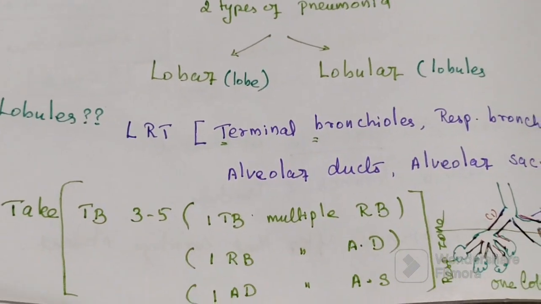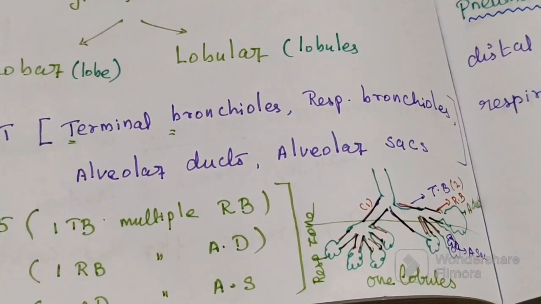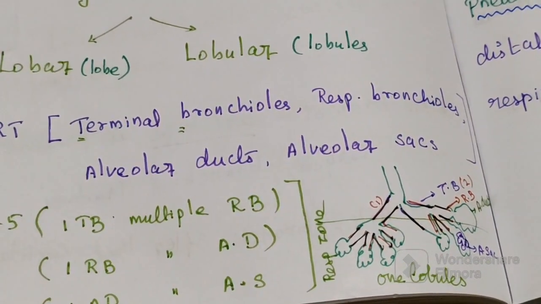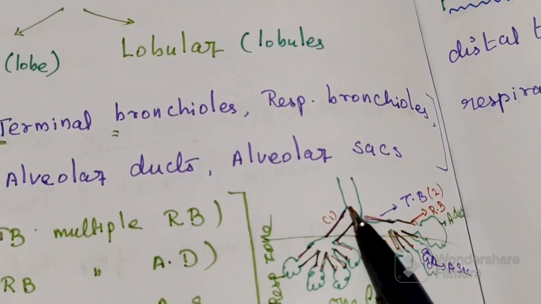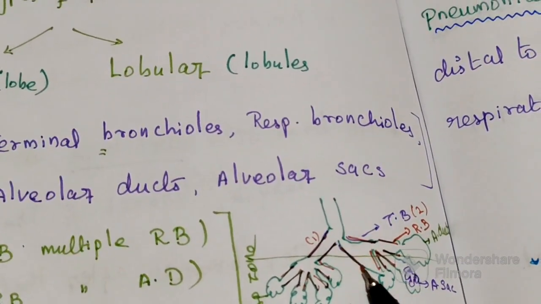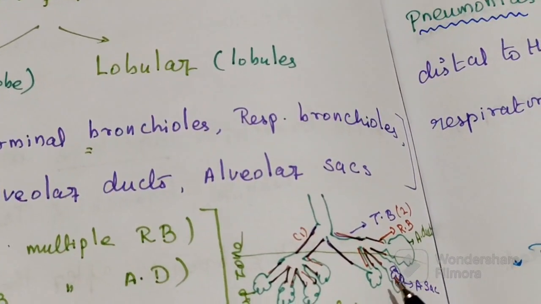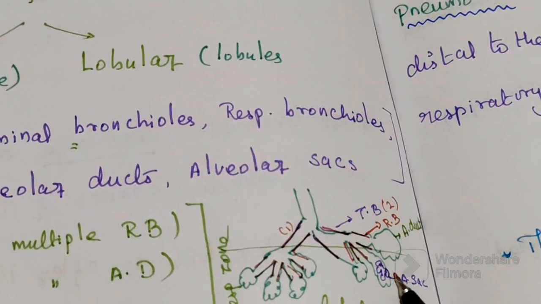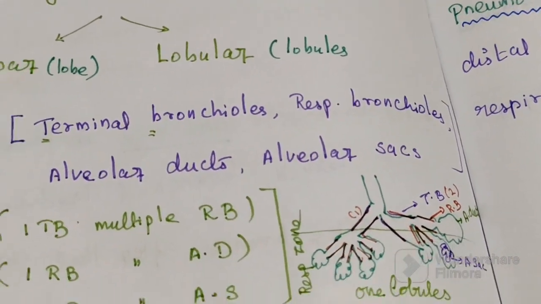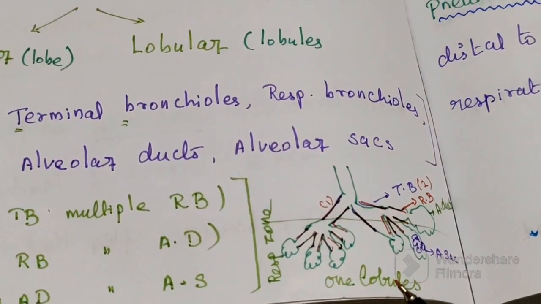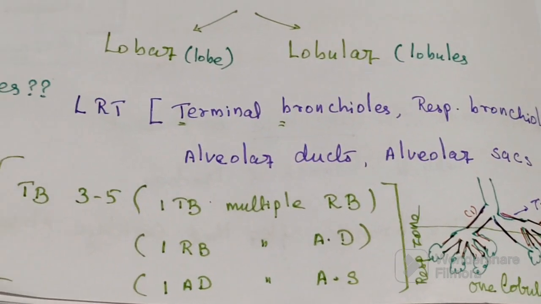Lobules: lower respiratory tract, terminal bronchioles, respiratory bronchioles, alveolar duct and alveolar sac. This one is the terminal bronchiole. After that, this one is the alveolar duct. This one is the alveolar sac. This is the one patchy area. When this part is affected, that is called lobular pneumonia.